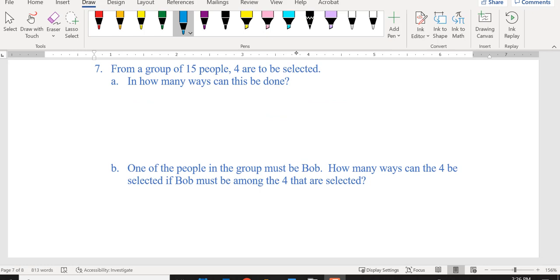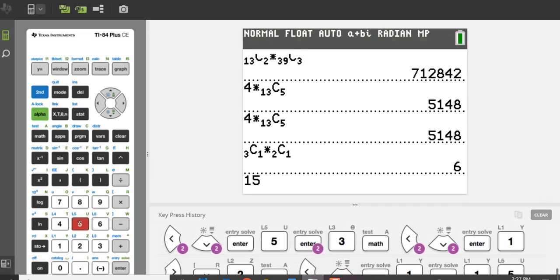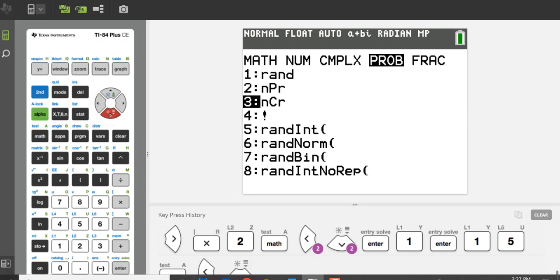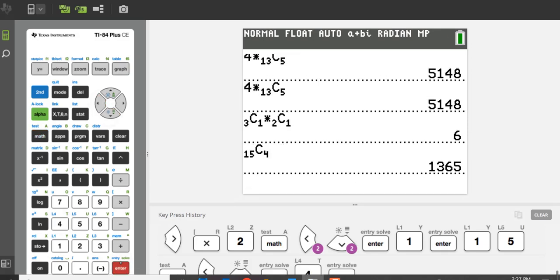Number 7, from a group of 15 people, 4 are to be selected. There are no labels to these 4 people. There's just 4 people. So it's going to be a combination. How many ways can this be done? Combination, 15 people, pick 4. $1,365.